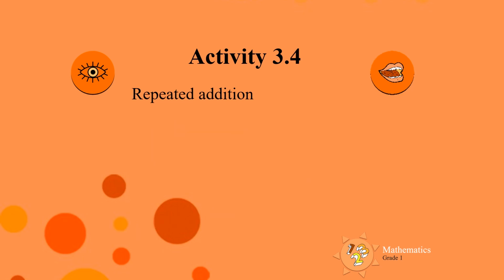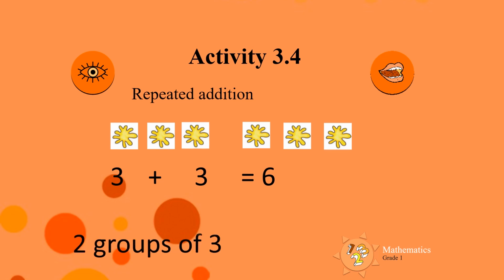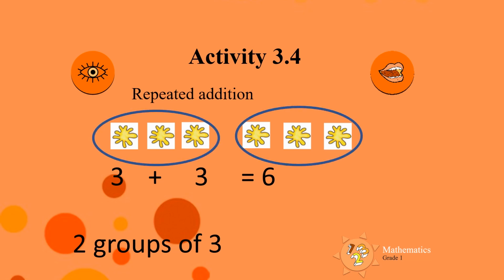And we've got another one. Let's count. 1, 2, 3, 4, 5, 6. And the sum is 3 plus 3 is equal to 6. And it wants me to say that I must have 2 groups of 3. 2 groups means how many circles? 2 circles. 1 circle, 2 circles. 2 groups of 3 is equal to 6.